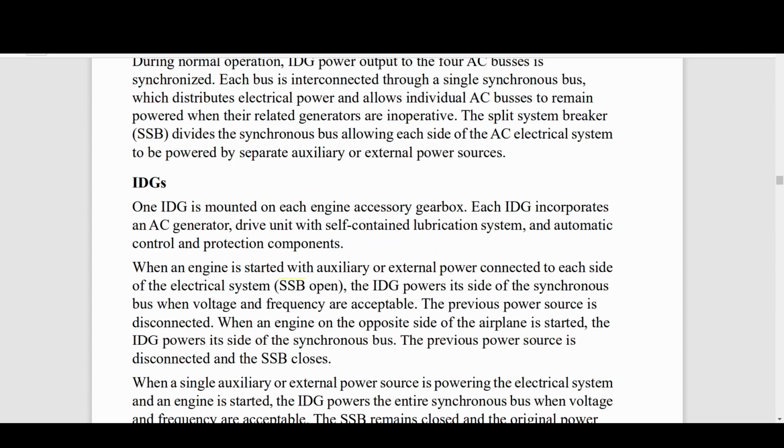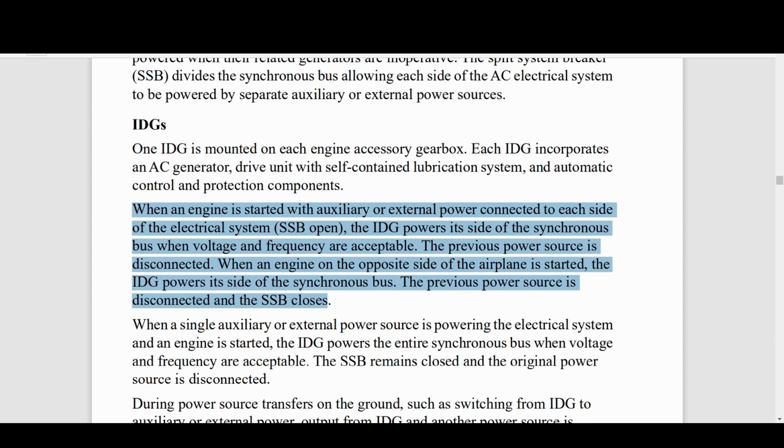Describe the electrical system sequence of events during engine start, the SSB open. When an engine is started with auxiliary or external power connected to each side of the electrical system, SSB open, the IDG powers its side of the synchronous bus when voltage and frequency are acceptable. The previous power source is disconnected.